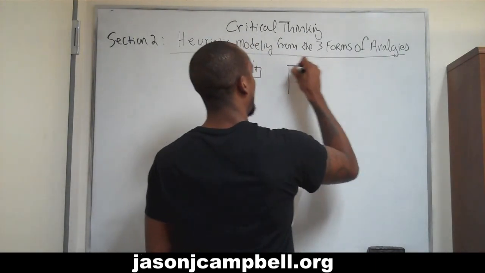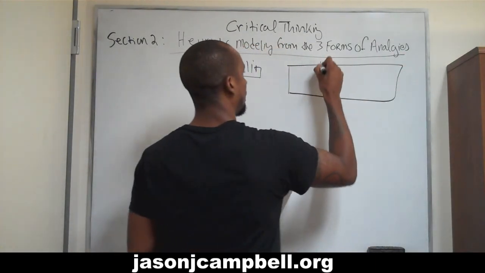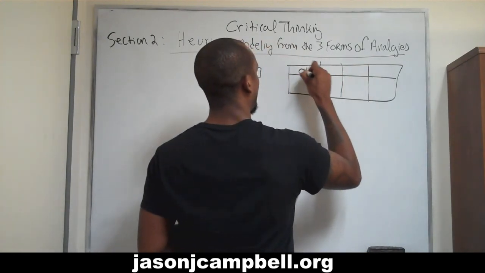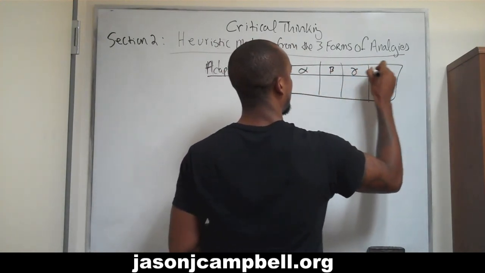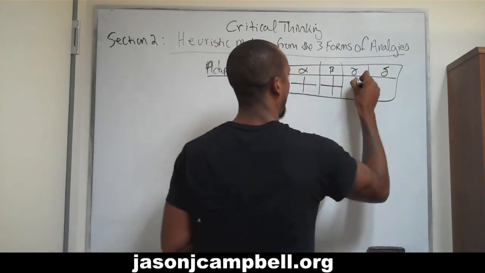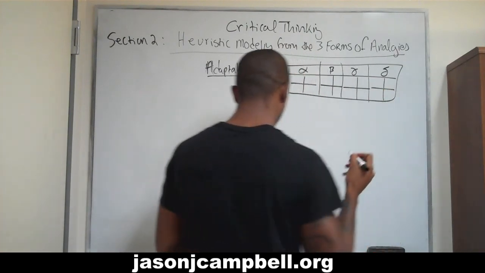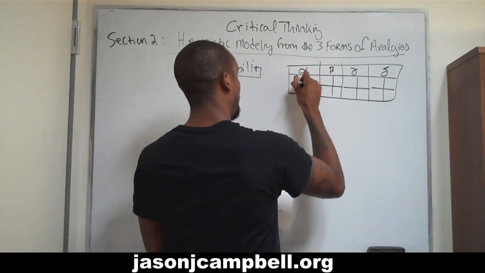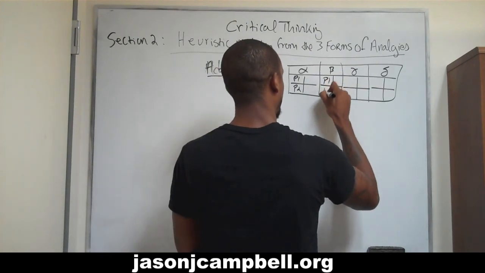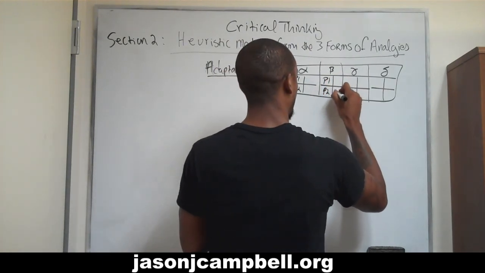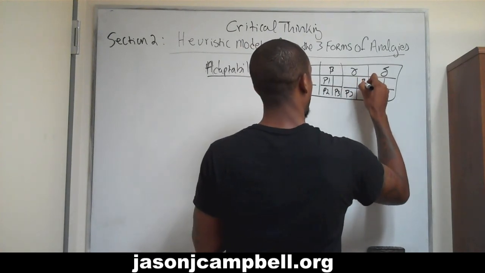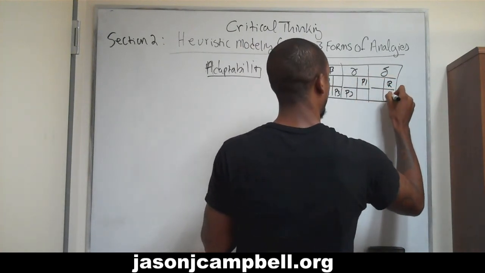So let's redraw our groups. 1, 2, 3. Alpha, beta, gamma, delta. Then we put P1, P2, P1, P2, P3, P3, P1, random, random. Okay.